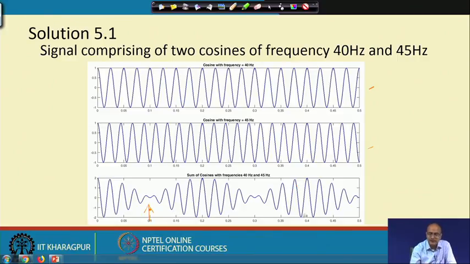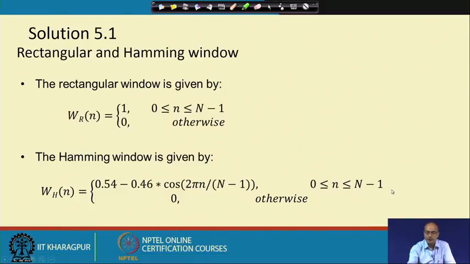Looking at this signal, it looks more or less like a frequency modulated or rather amplitude modulated signal, rather than a combination of two close frequencies. Now, our task is to find the spectrum, and from there to identify what these two frequencies are. That is the reason we go for the spectrum analysis. So here, first let us look at the two windows, the rectangular window and the Hamming window.